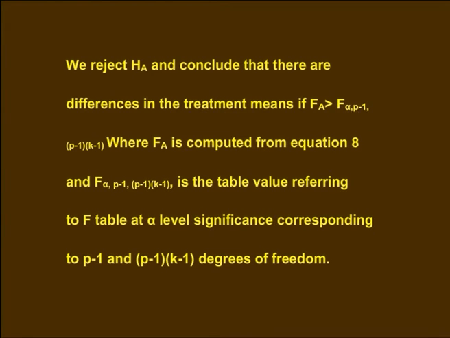We reject HA and conclude that there are differences in the treatment means if FA is greater than F alpha, p minus 1 and p minus 1 k minus 1, where FA is the computed value from equation 8 and F alpha, p minus 1, p minus 1 k minus 1 is the table value referring to F table at alpha level of significance corresponding to p minus 1 and p minus 1 k minus 1 degrees of freedom.